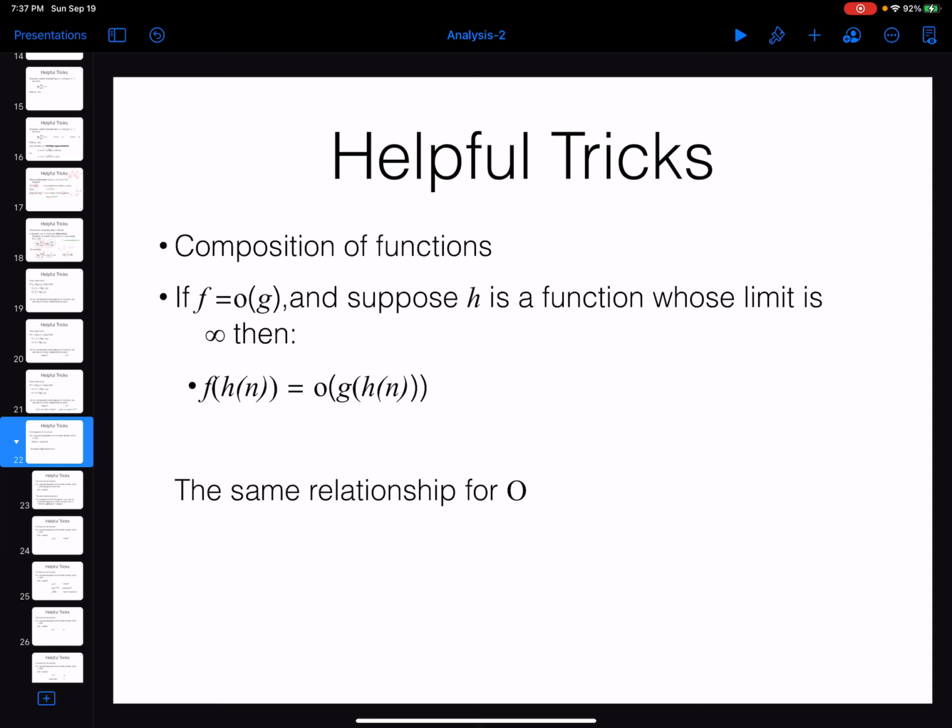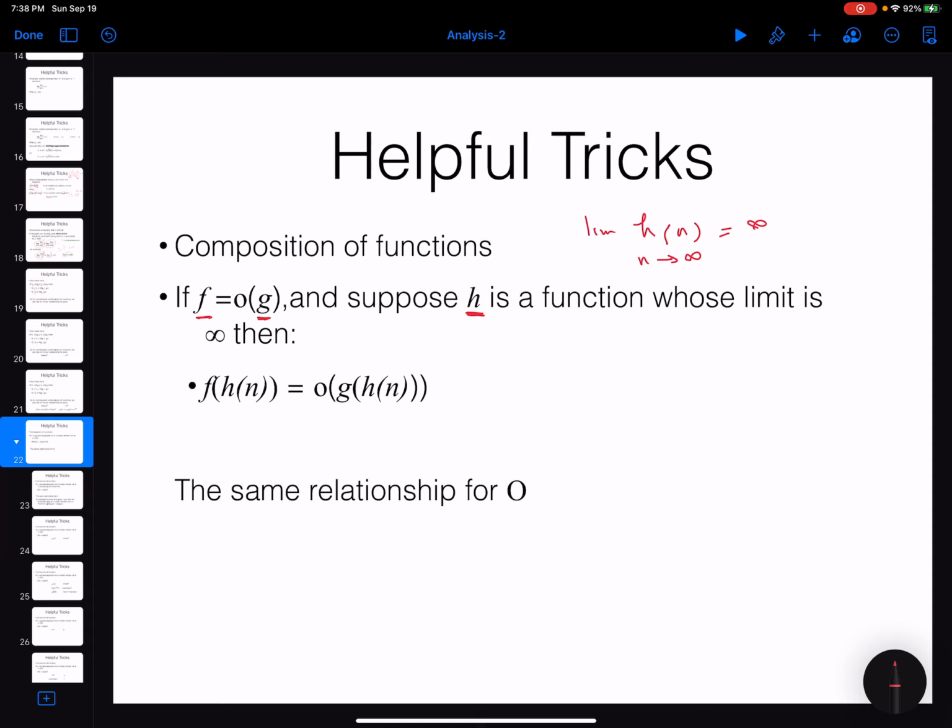Okay, so if I have two functions f and g, that I know the growth ratio of g is strictly faster than the growth ratio of f, and I have a third function h, which is going to be a growing function. A growing function means that h of n, when n approaches infinity, is going to approach infinity. If h is not a growing function, okay, just forget about it. We are not talking about those functions. We are just talking about the growing functions.